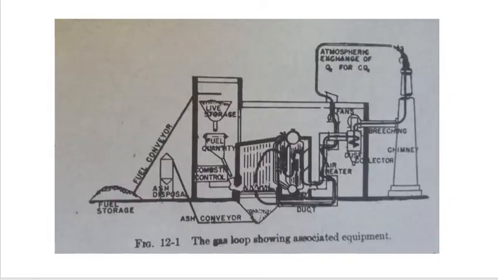Next, the illustration shows the gas loop with associated equipment. The equipment are the fuel storage, the fuel conveyor, ash disposal, ash conveyor, live storage, fuel quantity, combustion control, duct, air heater, dust collector, fans, breeching, and the chimney.